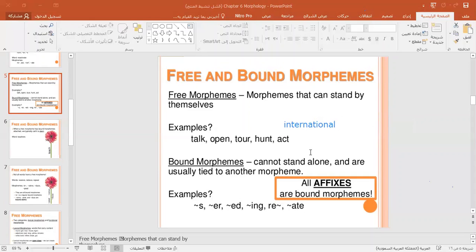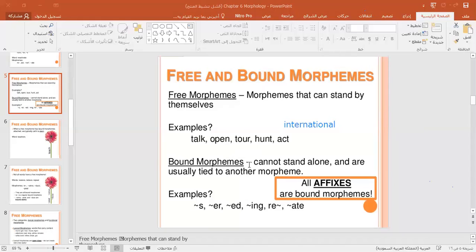For example, can you see the word that I have written? International. Can you tell me what the bound morphemes are and what the free morpheme is in this word? The first one is inter. Inter is used here as a prefix. It is not a word, so it is a bound morpheme here.